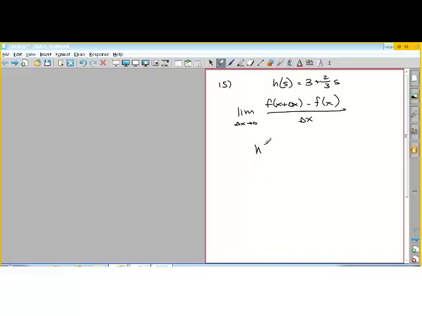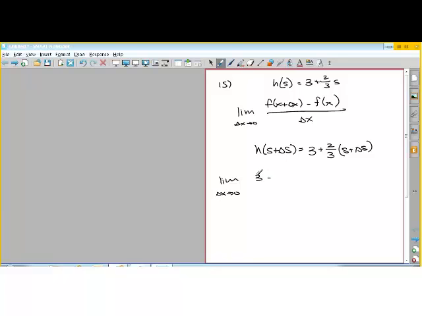So we could say that h of s plus delta s, what we do is we take the original function, which is 3 plus 2/3. Instead of putting in s, we put in s plus delta s. And we already have h of s up here. So then we plug it into the limit definition.